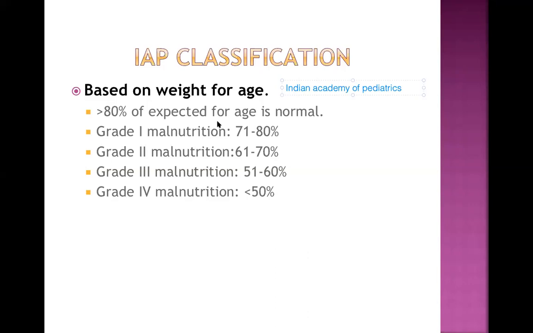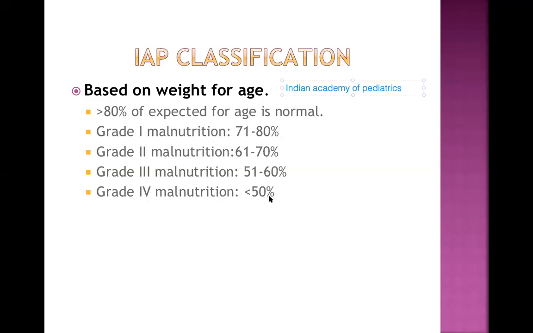Now this is the classification system. More than 80% of the expected for age is normal. Grade 1 malnutrition is 71 to 80%. Grade 2 malnutrition is 61 to 70%. Grade 3 malnutrition is 51 to 60%, and grade 4 malnutrition is less than 50%.